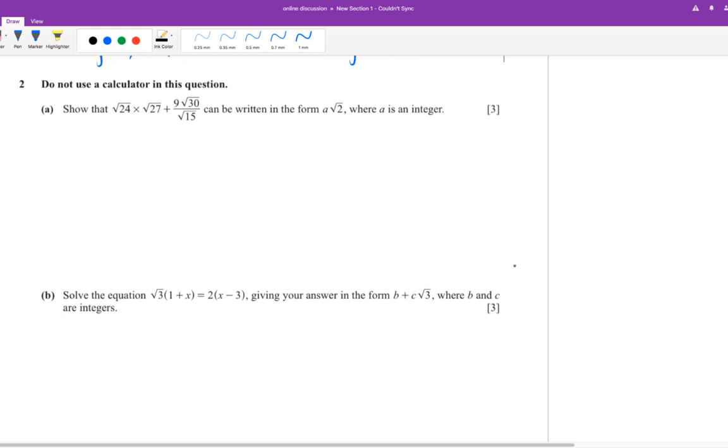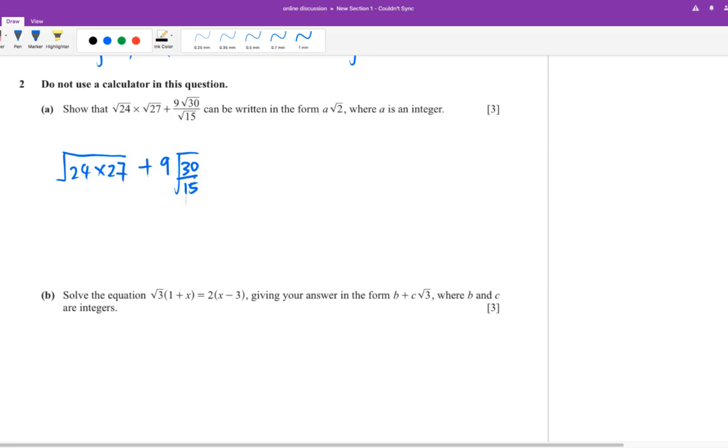The next question is: show that square root 24 multiplied by square root 27, plus 9 square root 30 over square root 15, can be written in this pattern. So we'll solve this one. If square root multiplies square root, the first thing is I can join them together. Then the next thing is I try to simplify this one. This is 9 times square root 30 over square root 15. I can join them together because they are the same power. Then the next thing is I will use the calculator to actually solve it out.